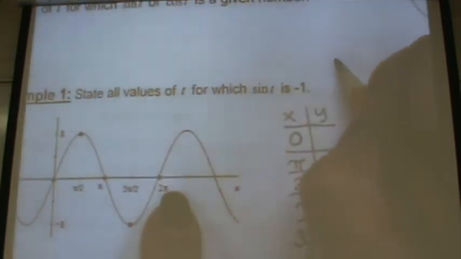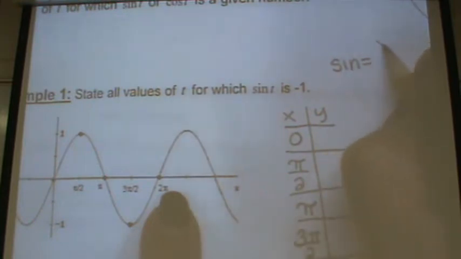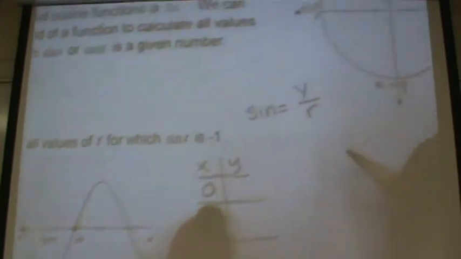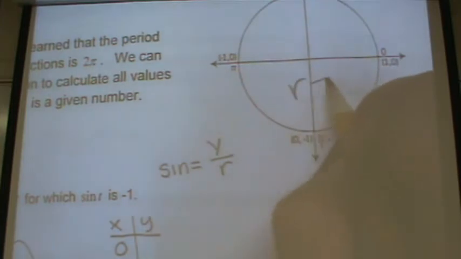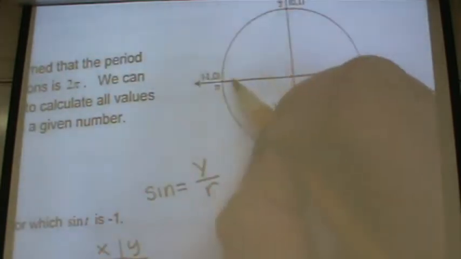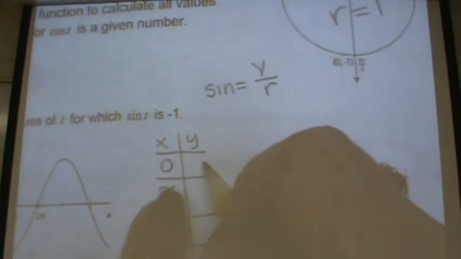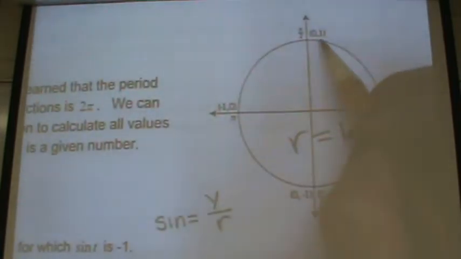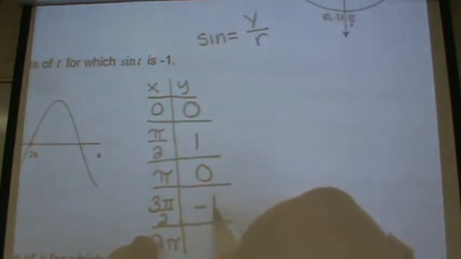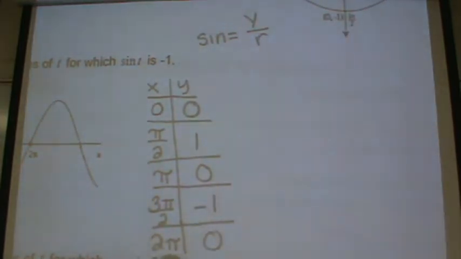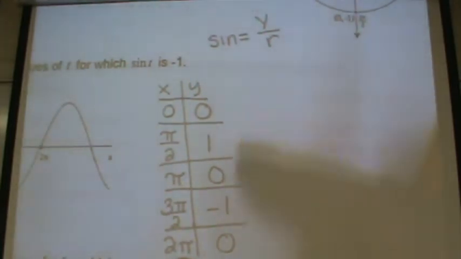So just to refresh your memory, where did these points come from? Well, what's the definition of sine? Sine is opposite, or y value, over the r value. So at 0, what is the y value? It's 0. And remember, r is 1 here, here, here, and here. So we started off with 0, then at pi over 2, the y value is 1, 1 over 1. And at pi, the y value is 0, 0 over 1. And at 3 pi over 2, the y value is negative 1 over 1. And again, another 0.